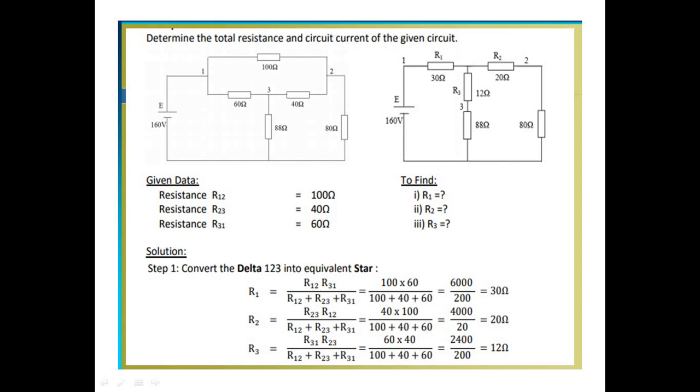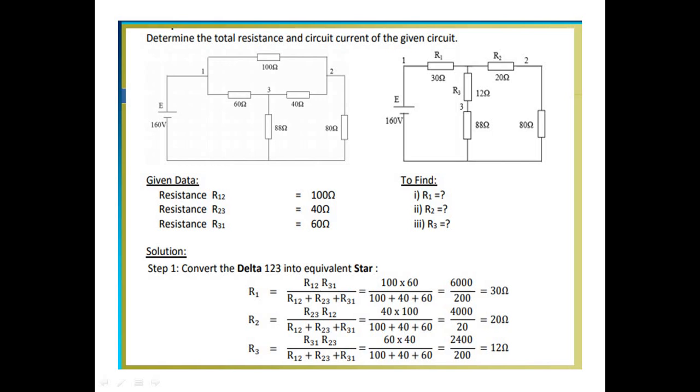This delta connection is converted to star connection. Step 1, convert delta into star. R1 is equal to R12 into R31 divided by R12 plus R23 plus R31, is equal to 100 into 60 divided by 100 plus 40 plus 60, is equal to 30 ohm.